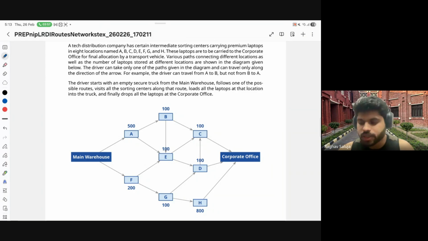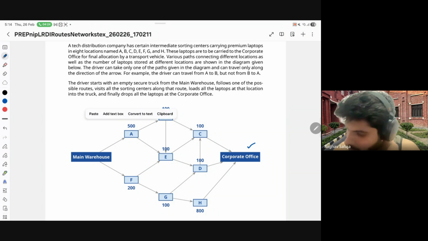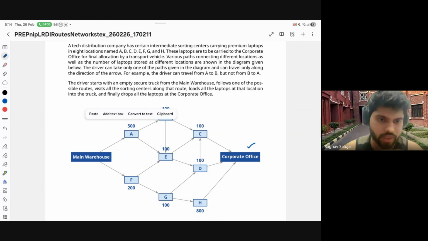As you can see, the question is in front of you. A tech company has certain intermediate sorting centers carrying premium laptops in 8 locations named A, B, C, D, E, F, G, and H. These laptops are to be carried to the corporate office for final allocation by a transport vehicle. Various paths connecting different locations as well as the number of laptops stored at different locations are shown in the diagram. It means these are the number of laptops stored at that particular location. The driver can take only one of the paths given in the diagram and can travel along the direction of the arrow. For example, the driver can travel from A to B but not from B to A.